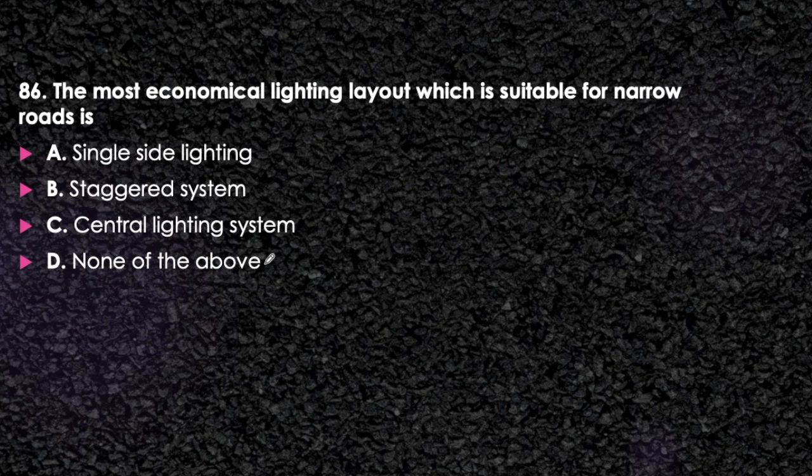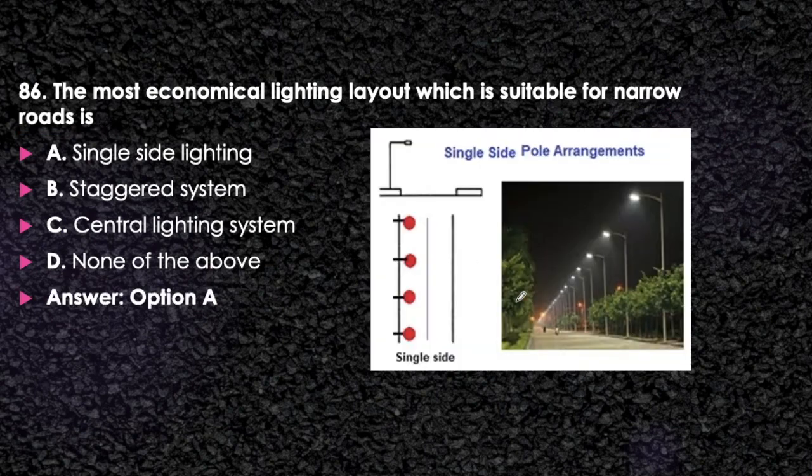So what will be the answer? Just think about it. The most economic lighting system, since it is talking about narrow roads, we will prefer the single side lighting system only. This is the single lighting system which is preferred on the narrow road, where light is provided at only one side of the road. Okay.